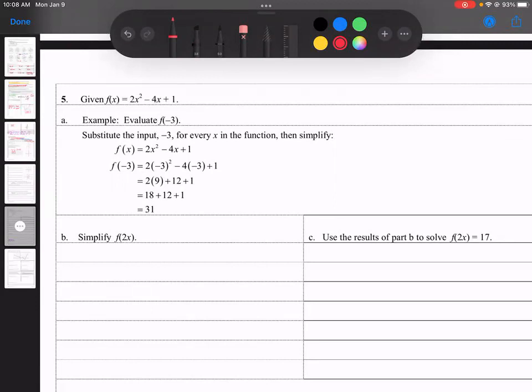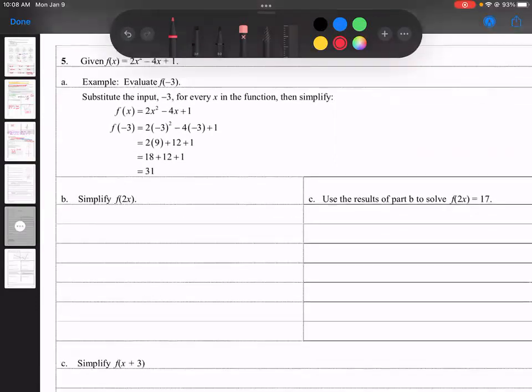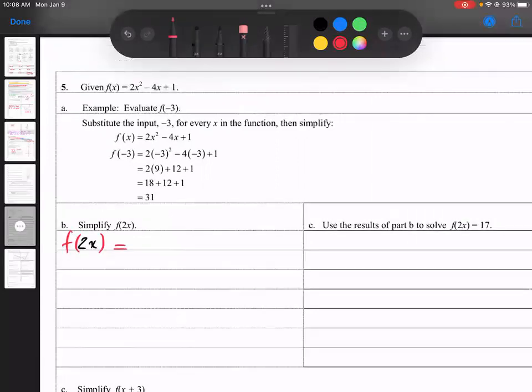Let's try f of 2x. If I was you, I would replace everywhere I see an x with the new x, which is 2x. So your new input is 2x. So I have 2 times the new input squared, and everywhere I see an x, I'm going to replace it with a parenthesis, minus 4 times parenthesis plus 1. And now I'm just going to plug in my new input, which is 2x.